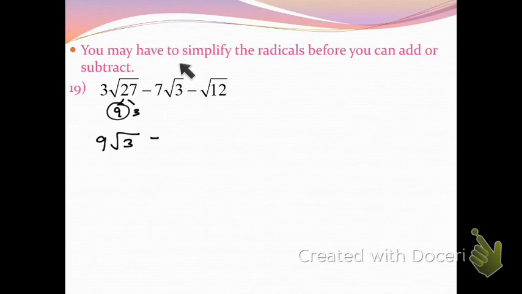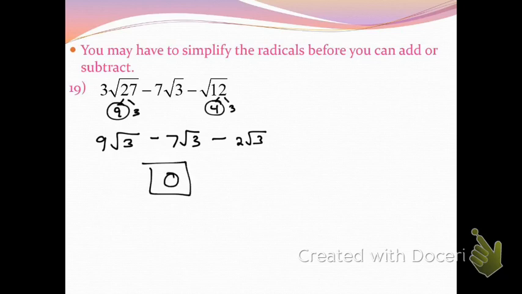I can't simplify 7 square root of 3, so 9 square root of 3 minus 7 square root of 3 minus, doesn't 12 break down into 4 times 3? What's the square root of 4? 2 square root 3. Now, they're all like radicals. Question, what's 9 minus 7? 2. What's 2 minus 2? How do I write 0 square root of 3? 0. Don't write 0 square root of 3. You would never write 0x.